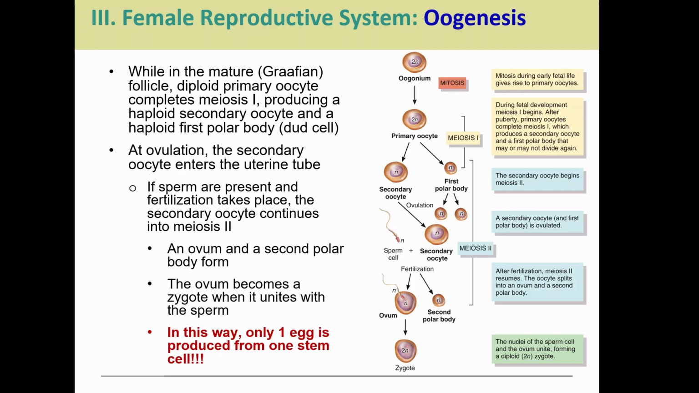Then we go through ovulation. So notice, we've only gone through meiosis 1, and we're going through ovulation. The only way we will go through meiosis 2 is if sperm are present and fertilization happens. So fertilization comes before we finish meiosis 2. We do get another polar body because we are going through that meiotic process, which means more chromosomes that we don't need. So another polar body, basically another chromosomal trash can, and the ovum will become a zygote when it unites with the sperm.